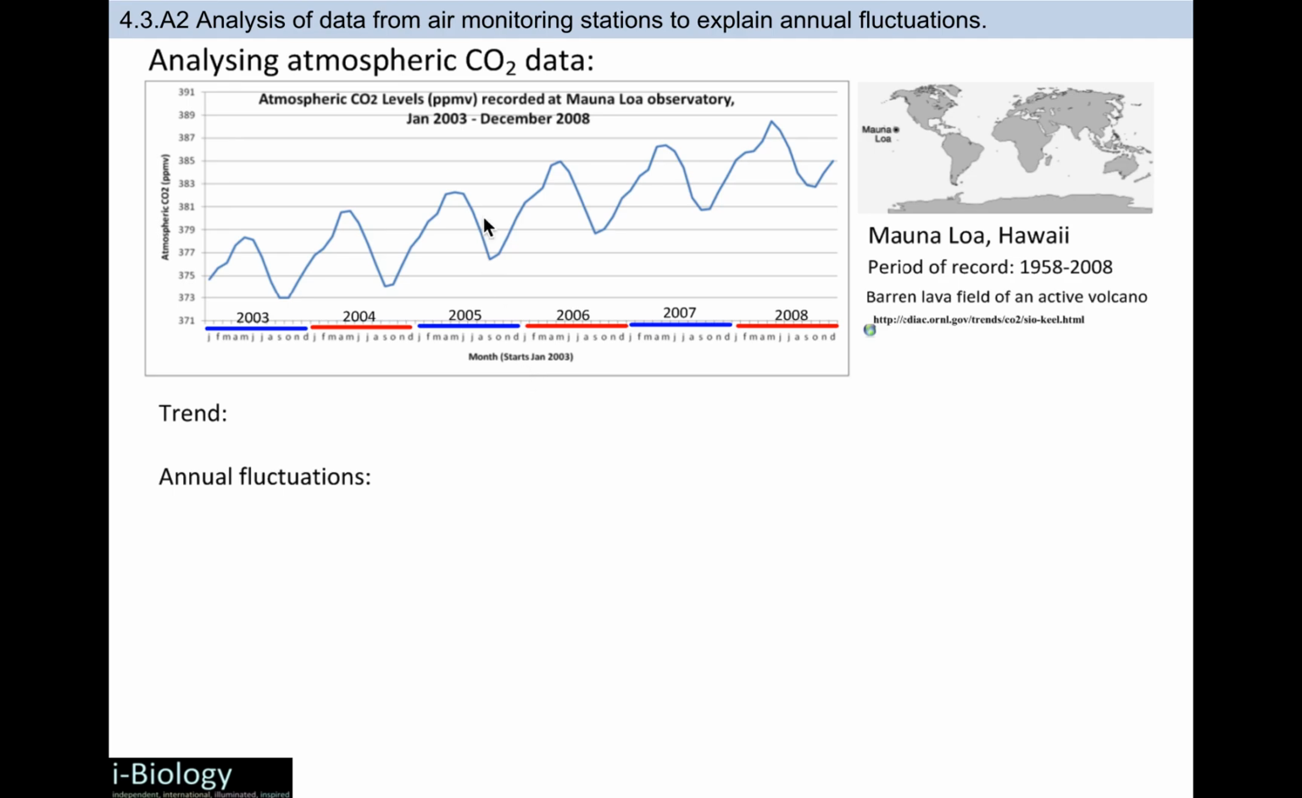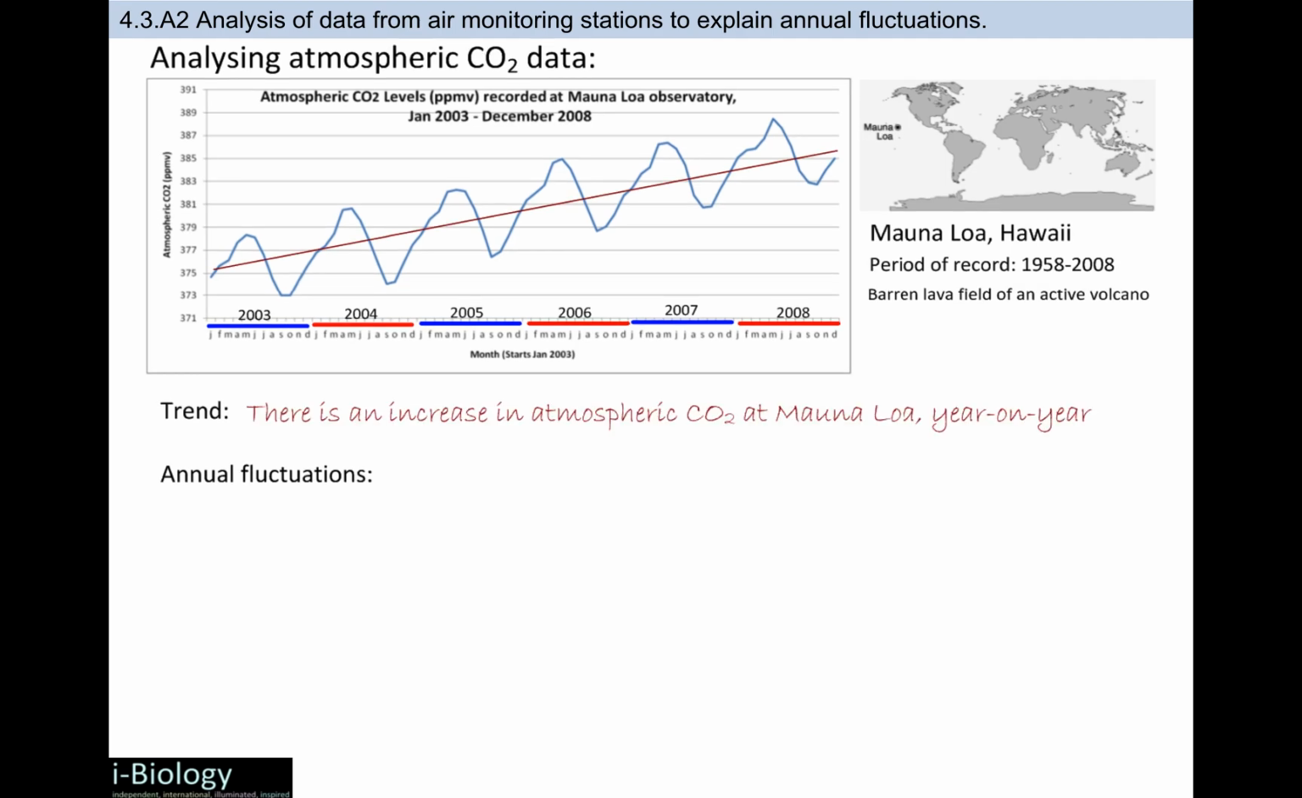Here's the one from Mauna Loa. This is showing you multiple years, 2003 to 2008. If you were to look at it, think about what the trend is. Is it increasing or decreasing? And then also, what are the annual fluctuations representing? So take a moment, pause, and see if you can explain what this is showing us. What's the trend, increasing or decreasing? And what do these annual fluctuations represent in the sense of the amount of carbon dioxide? So pause for a second.